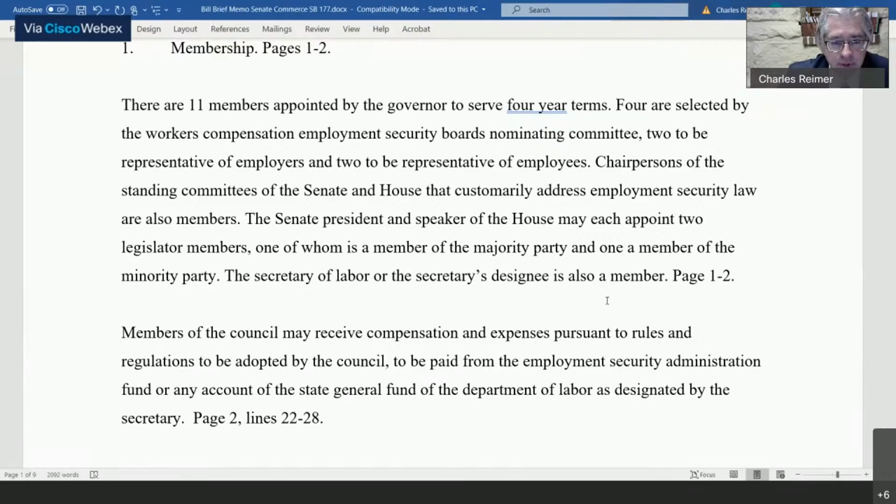In addition, we have chairpersons of the standing committees of the Senate and House that customarily address employment security law, are members. The Senate President and Speaker of the House may each appoint 2 legislators, one of whom is a member of the majority party and one a member of the minority. And then the Secretary of Labor or the Secretary's designee is also a member.